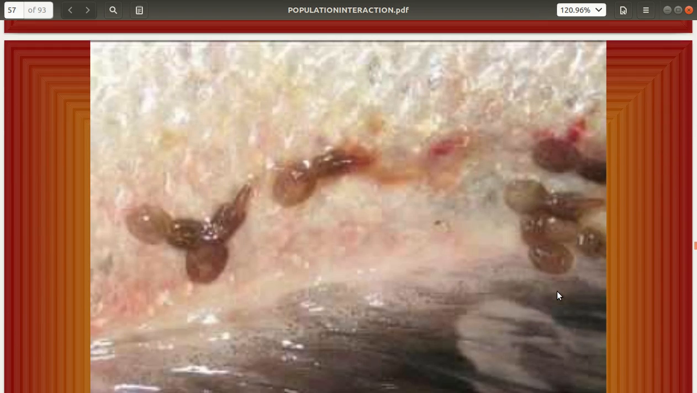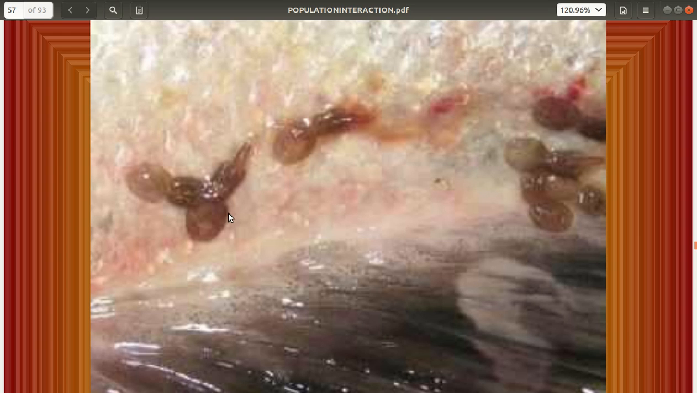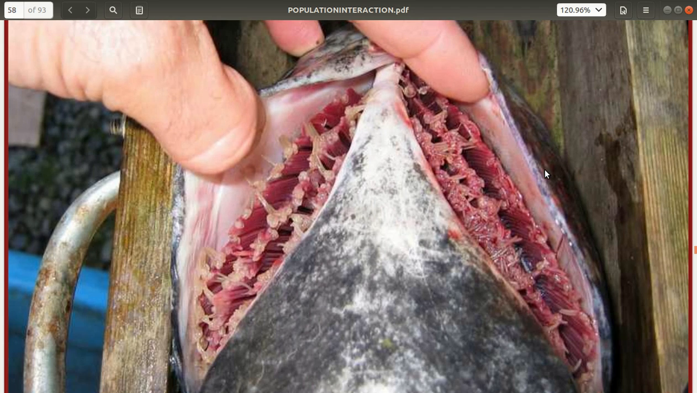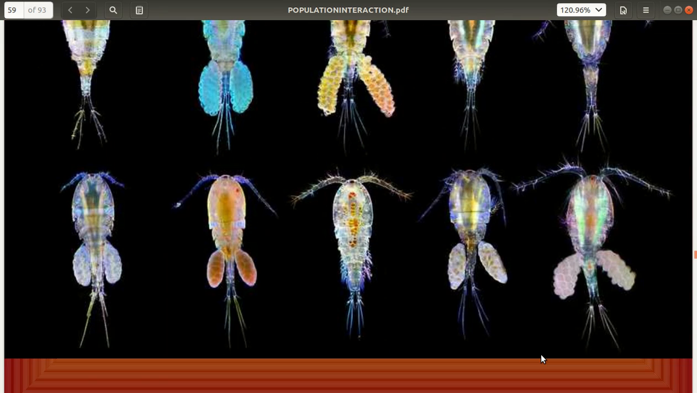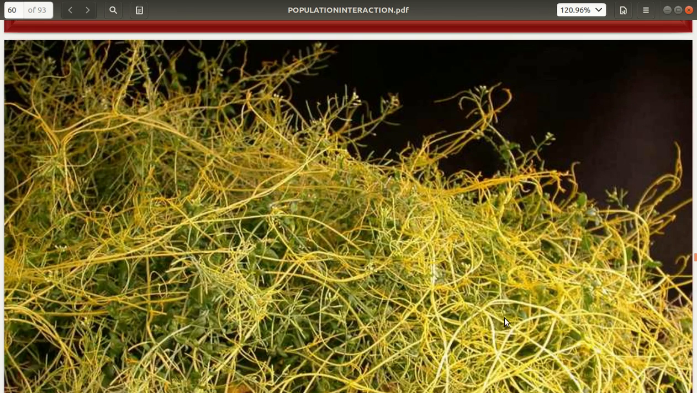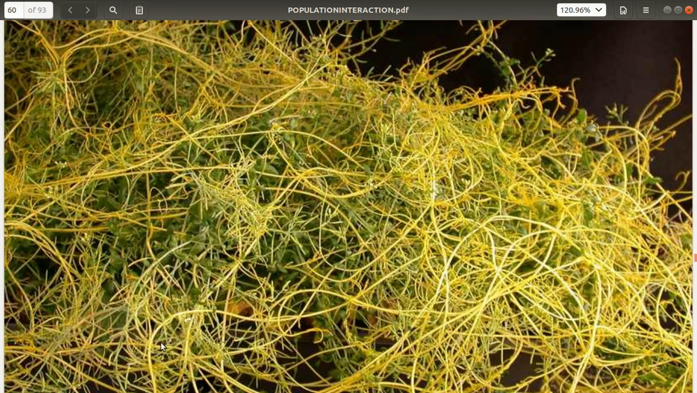So these are the copepods in fishes, which are going to cause an itching sensation to the fishes, and they rub onto the stones. You can also find at the external part of it, at the gills part of it, a large number of copepods are there. So these are the variety of copepods that are there, ectoparasites in fishes. This is a picture of Cuscuta chinensis. There is also a yellowish green one, we call it Cuscuta reflexa.